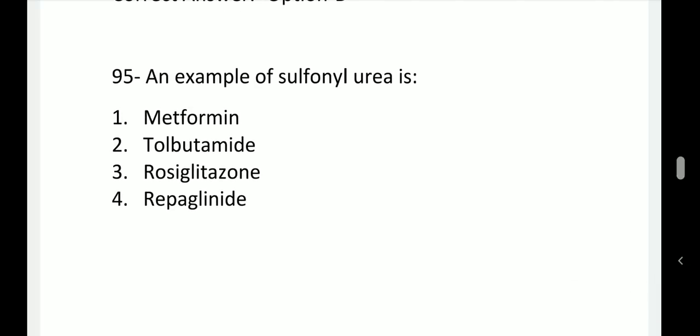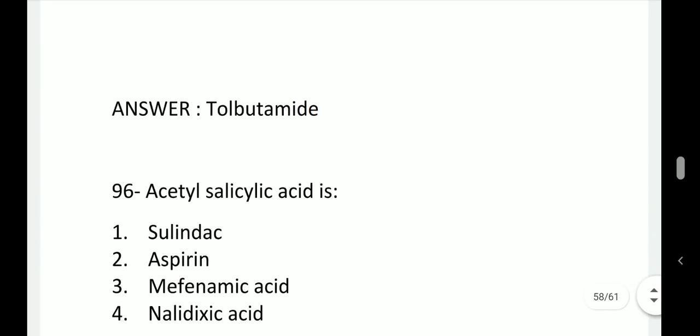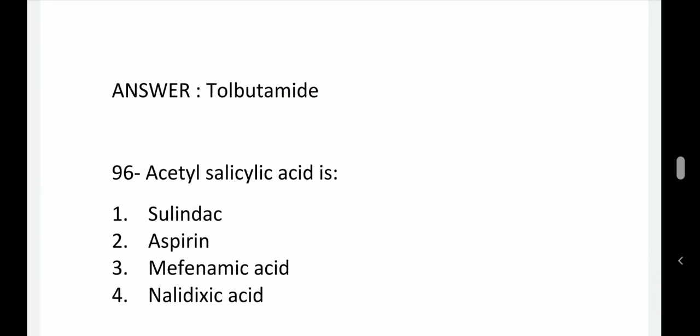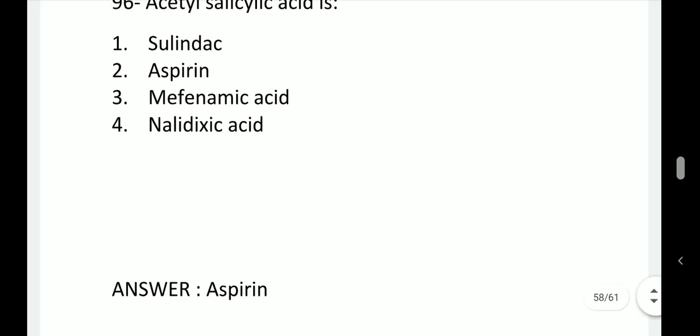Question number 95. An example of sulfonyl urea is option 1, metformin, option 2, tolbutamide, option 3, rosiglitazone, option 4, repaglinide. Answer is tolbutamide, that is option 2 is the correct answer. Question number 96. Acetyl salicylic acid is option 1, sulindac, option 2, aspirin, option 3, mefenamic acid, option 4, nalidixic acid. Answer is option 2, aspirin.